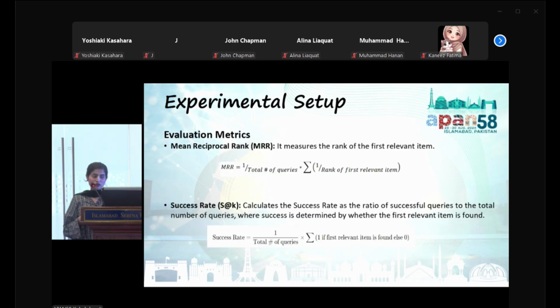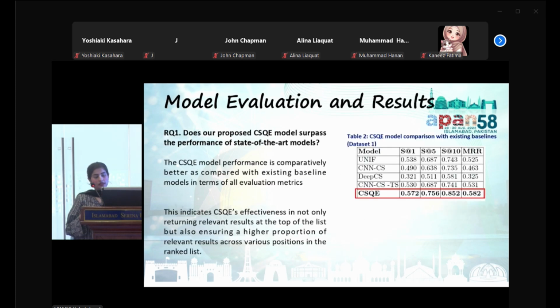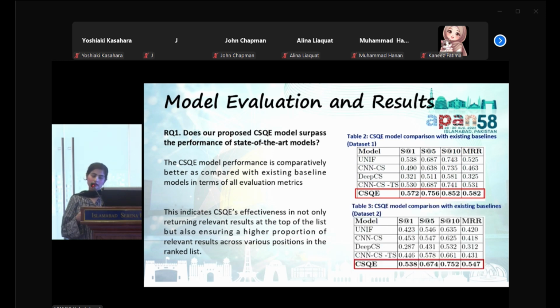These are the evaluation metrics: the mean reciprocal rank and the success rate. Now let us discuss the results. As you can see, the proposed model achieves higher accuracy in terms of success rate and mean reciprocal rank in case of dataset 1 and in case of dataset 2. This indicates the proposed model's effectiveness is not only in returning the relevant results at the top of the list, but also in ensuring a high proportion of the relevant results across various positions in the ranked list.